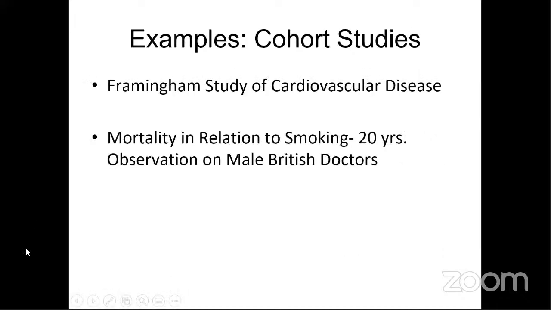Okay. So example, you're familiar with the Framingham study of cardiovascular disease. So they were able to look at and see symptoms that would lead to cardiovascular disease, or mortality in relation to smoking, a 20-year observation on male British doctors. So you look at the exposure of smoking on doctors and you look at it over time, which is 20 years. So these are examples of cohort studies.